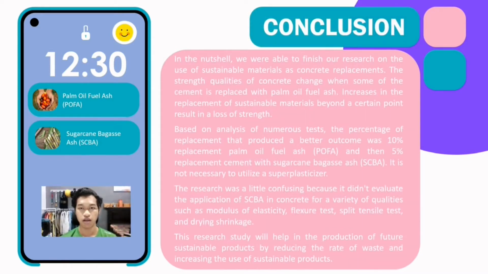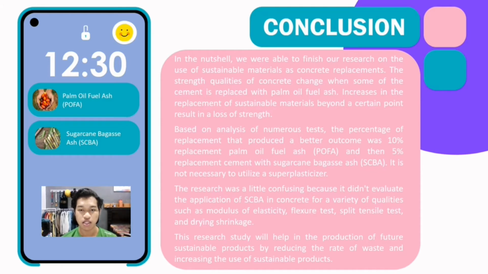In a nutshell, we are able to finish our research on the use of sustainable material as concrete replacement. The strength qualities of concrete change when some of the cement is replaced with palm oil fuel ash. Increase in the replacement of sustainable materials beyond a certain point results in a loss of strength. Based on analysis of numerous tests, the percentage of replacement that produced a better outcome was 10% replacement with palm oil fuel ash, POFA, and then 5% replacement of cement with sugarcane bagasse ash, SCBA. It is not necessary to use a superplasticizer.